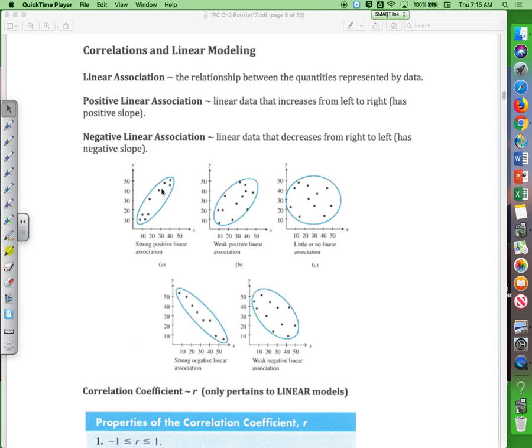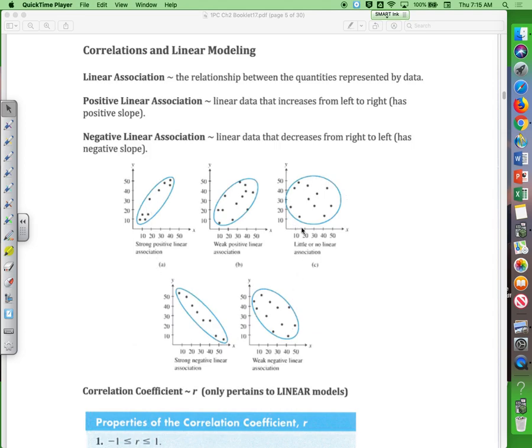So the first thing that you're looking at is when you graph a scatter plot, when you plot your points, I usually put kind of a circle around your data there. And what you're looking for is how thin is this circle. The more narrow it is, the more it looks kind of like a pencil, the stronger your correlation is.